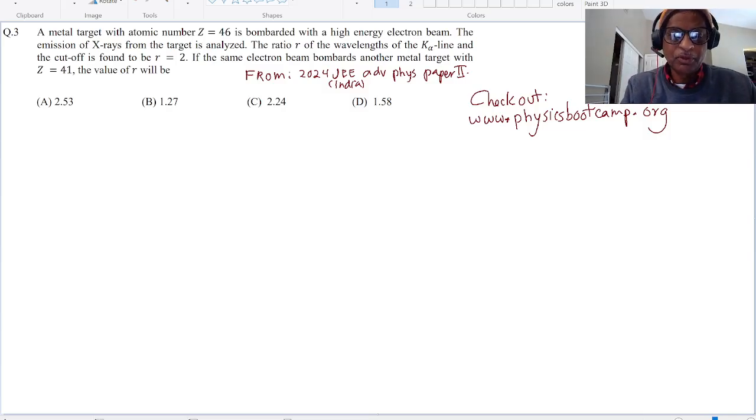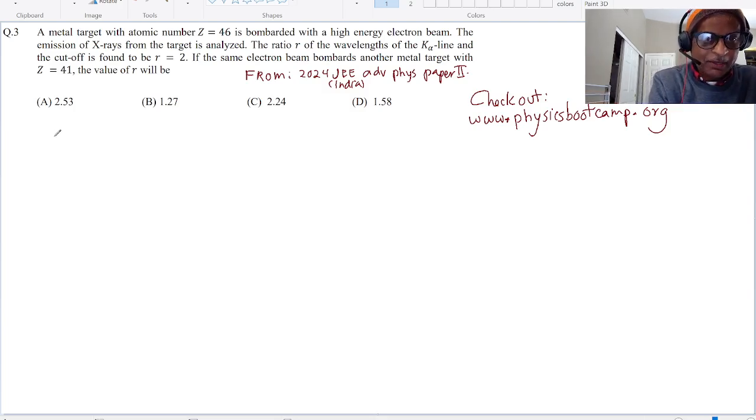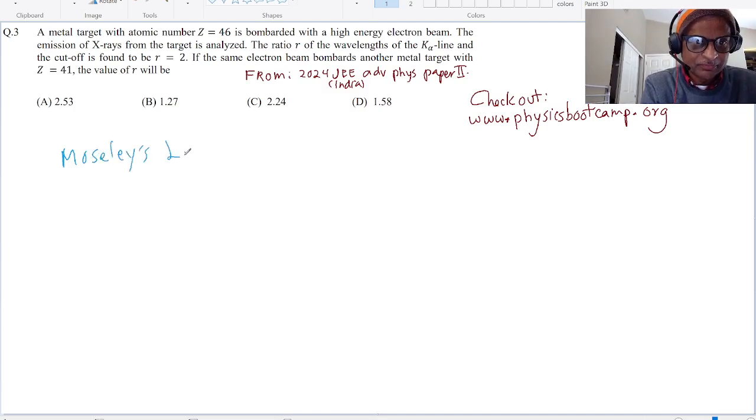So this is a problem from JEE 2024. We are doing paper 2 now, and it's question 3. Really, either you know Moseley's law or you don't. If you don't know, then you won't be able to figure out this part. So it comes from Moseley's, and this was found experimentally, but you can even study it theoretically.